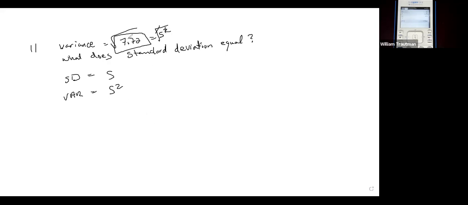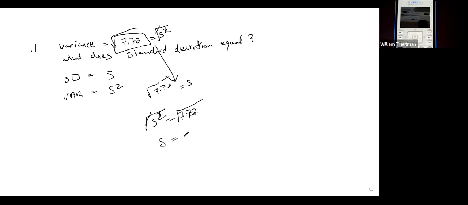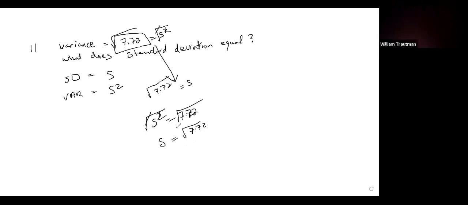So S ends up equaling the square root of 7.72 on my calculator. Do you see? If S squared equals 7.72, then to find S, the opposite of square is square root. Square root and square cancel. So we're left with S equals the square root of 7.72. And square root of 7.72 on my calculator.